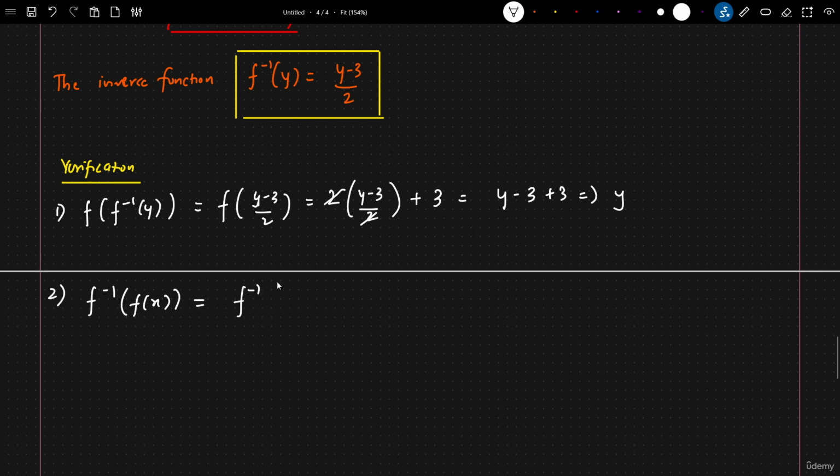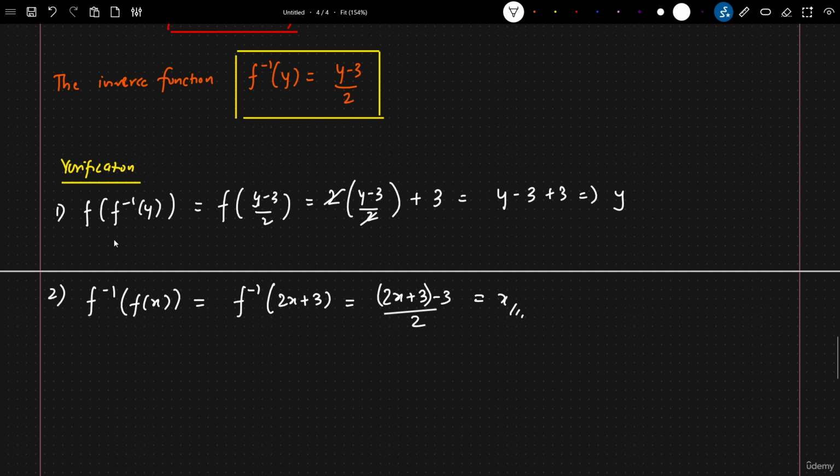is nothing but f inverse, and here, what is f of x? Again 2x plus 3, so it is nothing but (2x plus 3 minus 3) divided by 2, right? So if I consider this as my 2x plus 3, minus 3, by 2, okay, if you just go ahead and solve this, it will be equal to x, right?